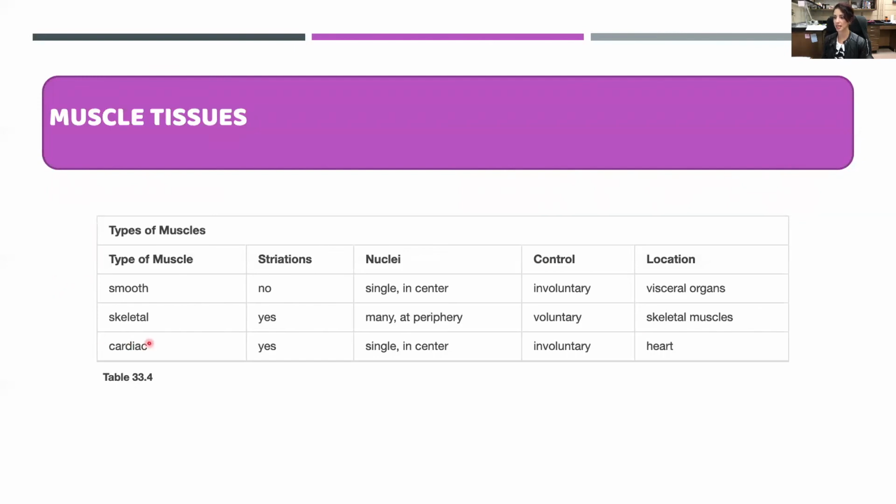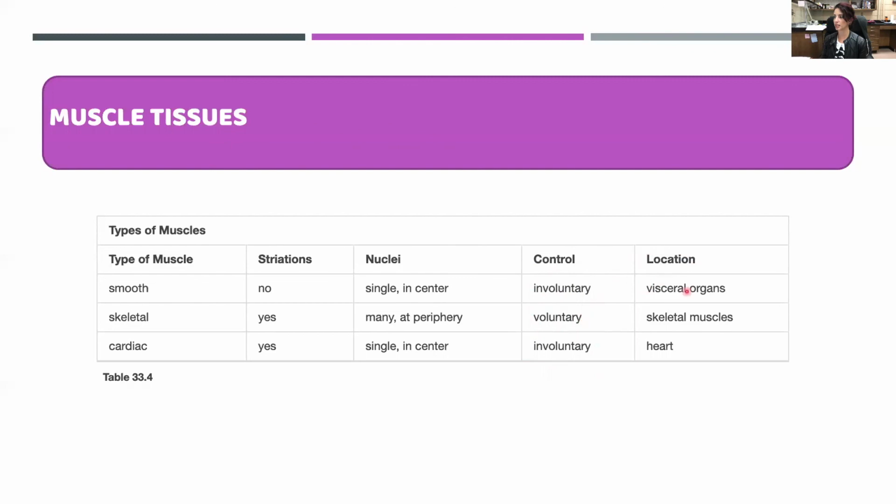Next, we have muscle tissues. We have the three different types. We have smooth, skeletal, and cardiac. The smooth muscle type is the only one without striations. Skeletal and cardiac do have striations. What's interesting is that depending on what type of muscle type you are, you might have one nucleus or you might have many nuclei. They fall under different types of control. So you can voluntarily control your skeletal muscles, but the smooth and cardiac muscles are mainly under involuntary control, where you do not have control over them.